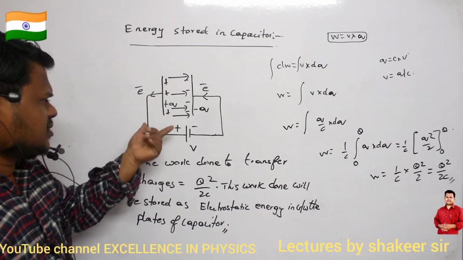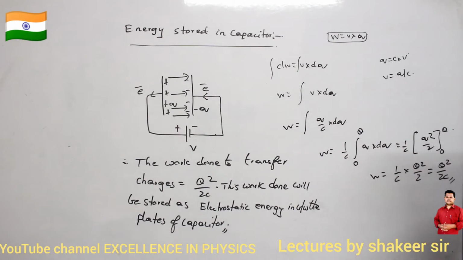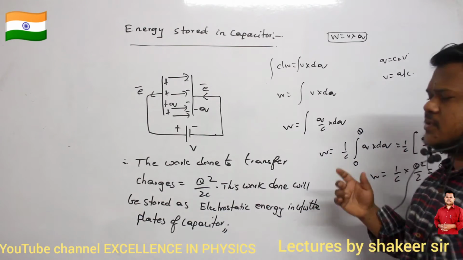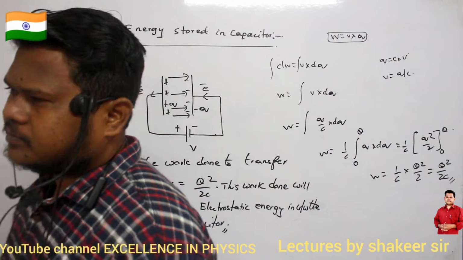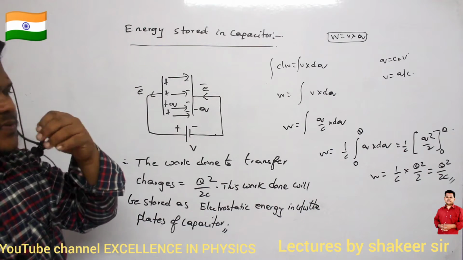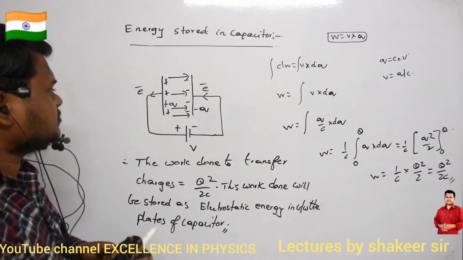Are you able to understand? So the existence of electric field is a proof of work done by the battery to transfer charges from one plate to another plate. Okay? That's all. So this is the energy stored in a capacitor. What is the first equation we got? Q square divided by 2C. Clear? Completed up to here?